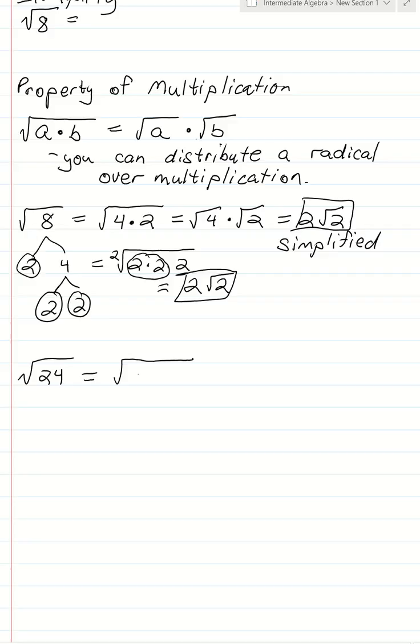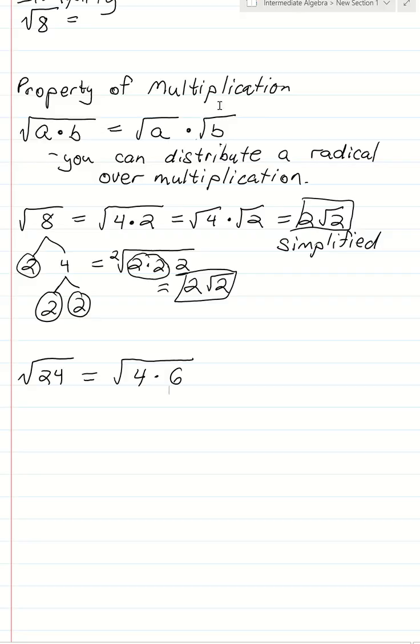So I'm going to use the factors of 4 times 6, because 4 is the largest perfect square number that goes into 24 evenly. Notice I didn't use 2 and 12, because neither 2 nor 12 are perfect square numbers. I didn't use 3 and 8, because neither 3 nor 8 are perfect square numbers. So I'm going to use the factors of 4 times 6, because 4 is a perfect square.